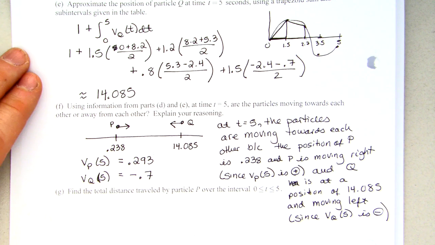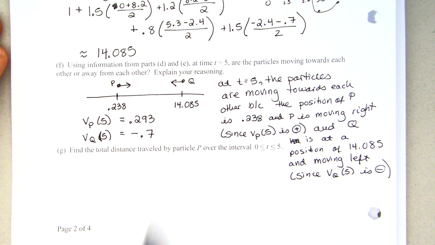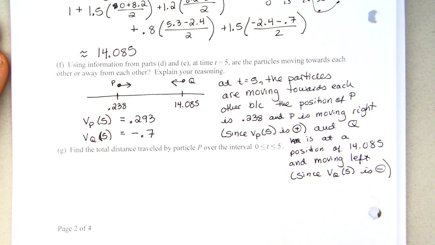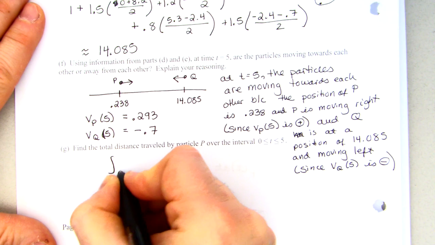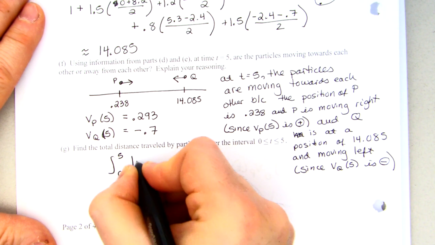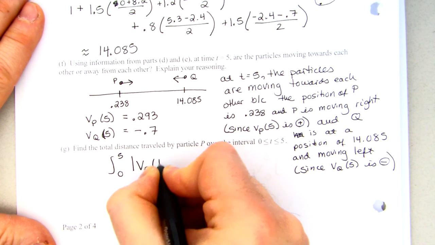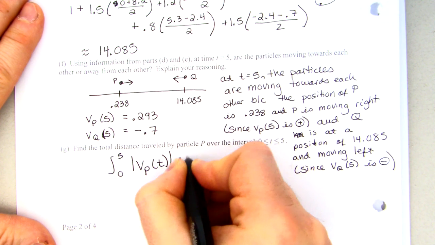Next, find the total distance traveled by particle P over the interval from 0 to 5. This is that new formula that I gave you today that says we're going to integrate the absolute value of our velocity from 0 to 5. My total distance is the integral from 0 to 5 of the absolute value of v sub P of t dt.